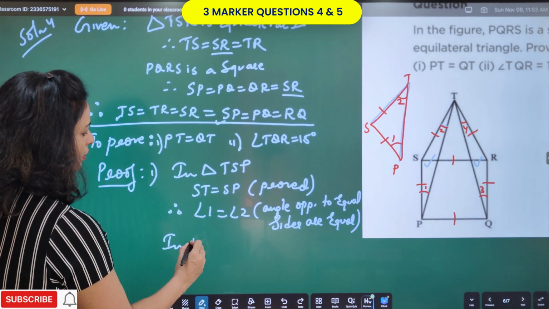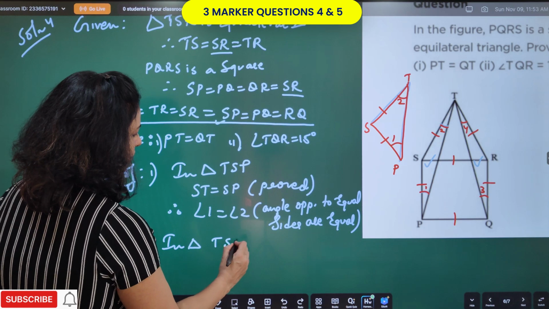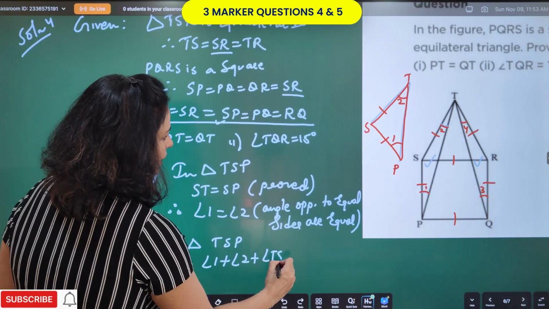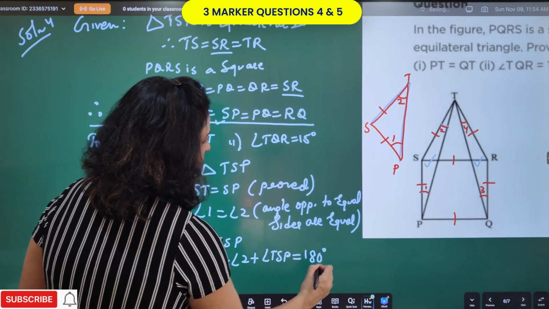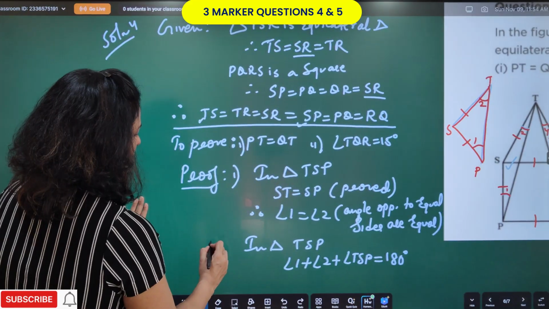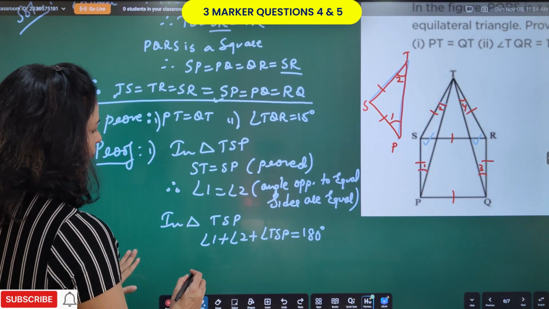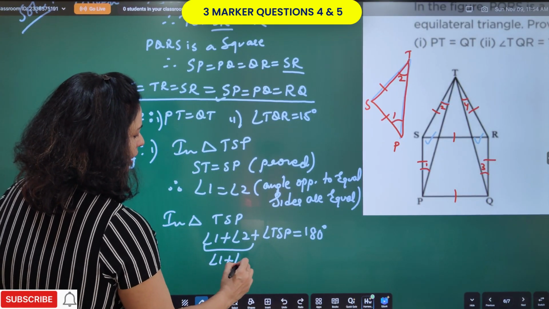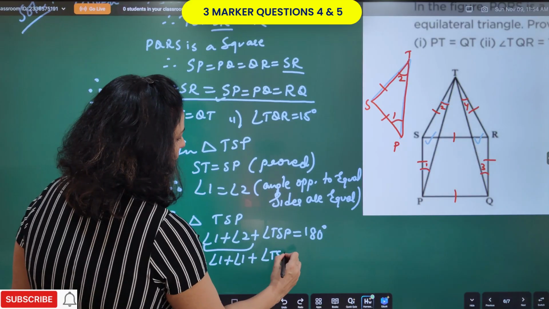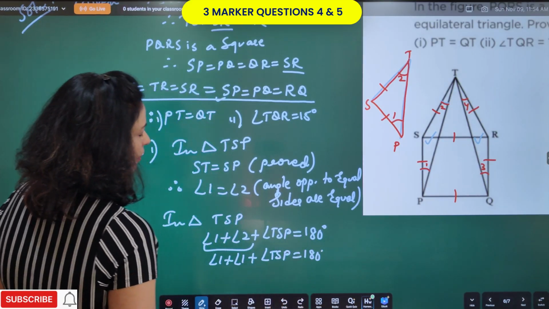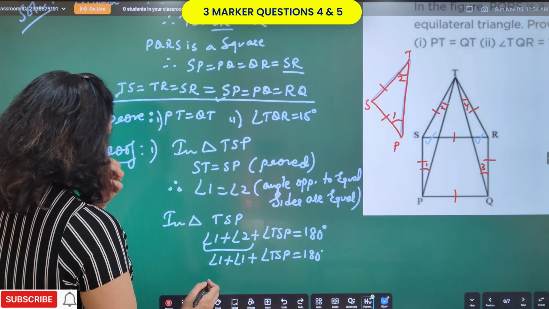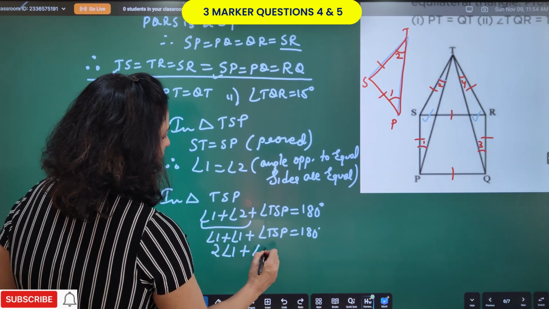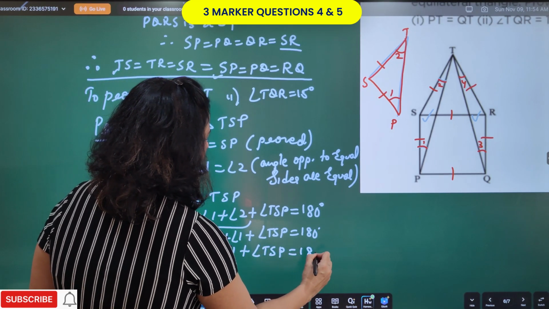Now in triangle TSP, we will take the sum of the angles of the triangle. Sum of the angles of the triangle will be 180 degrees. So angle 1, since angle 1 and angle 2 are equal, you can write it as angle 1 plus angle 1, and angle TSP we don't know. Okay, so here you can write 2 angle 1 plus angle TSP is equal to 180 degrees.